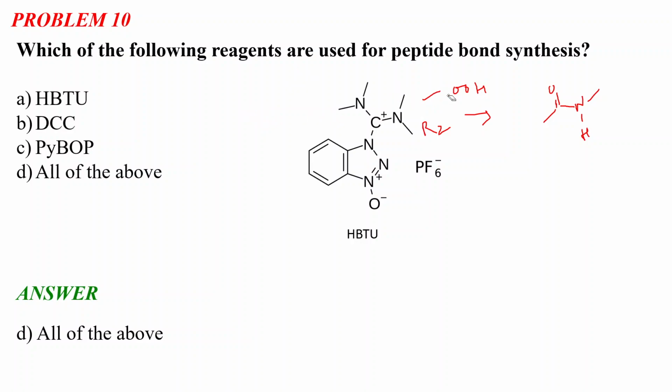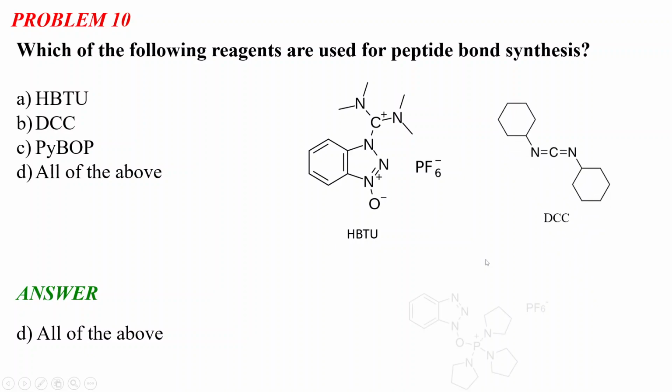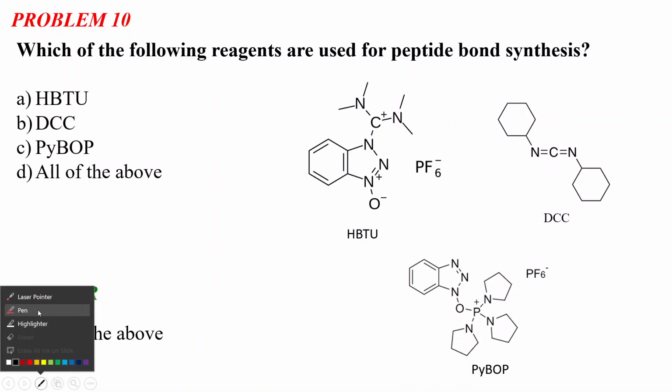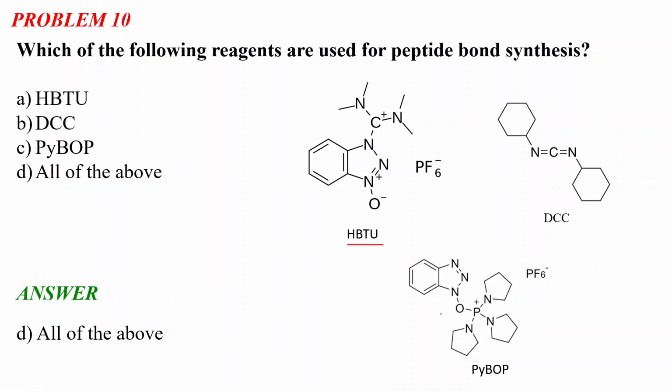So this one is the reagent HBTU, this is the reagent DCC, and this is the reagent PyBOP. You do not need to remember any of this; you can remember the structure of DCC because it is important. Otherwise, for HBTU and PyBOP, just remember their names.